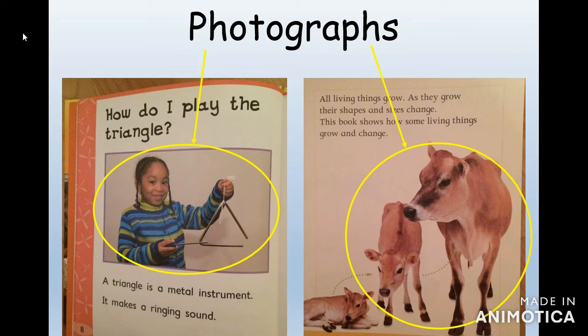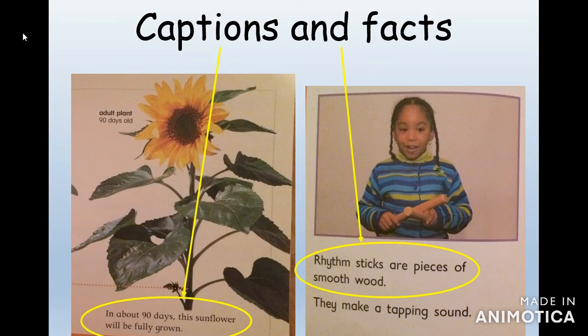It has photographs in it. So if we have a look on the second picture, this information book is telling us all about cows or how things grow. So they've shown us how cows grow. So they've shown us a calf, and then a calf that's a little bit more grown up, and then they've shown us an adult cow as well. Information texts have captions and facts. So like we said at the beginning, information texts are there to give us lots of information.